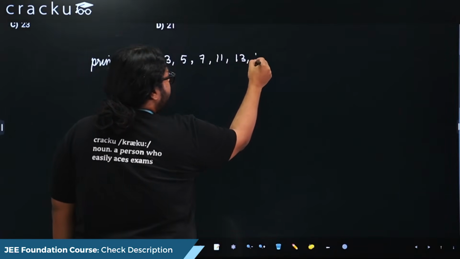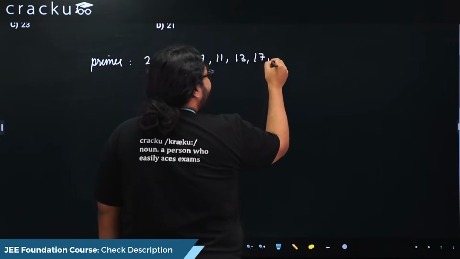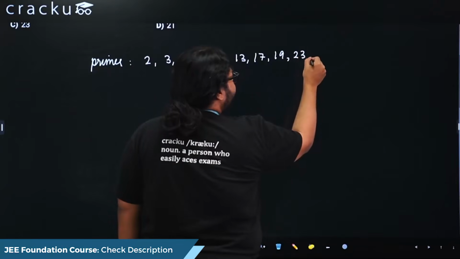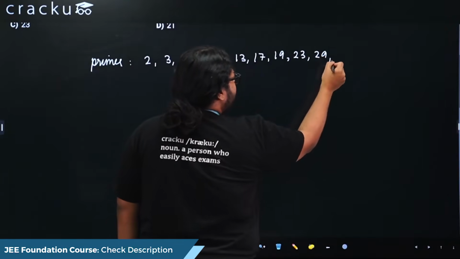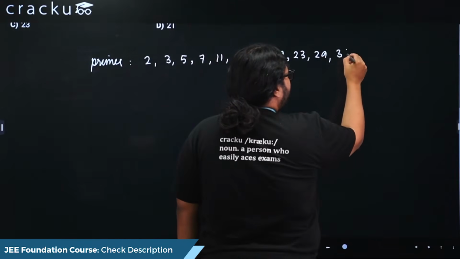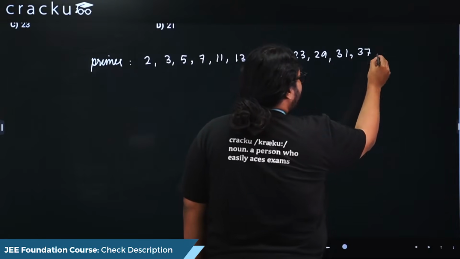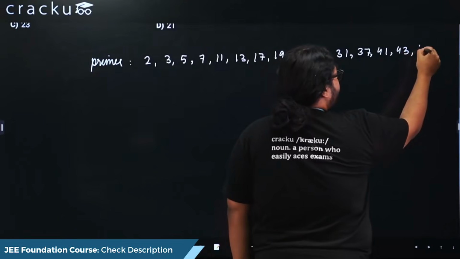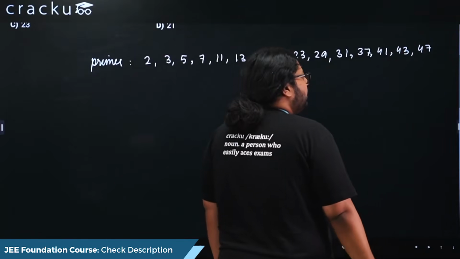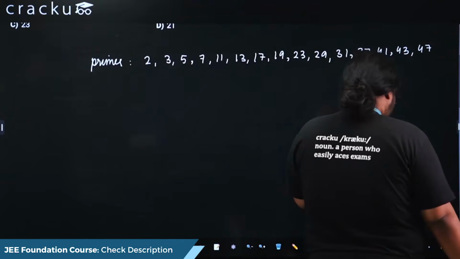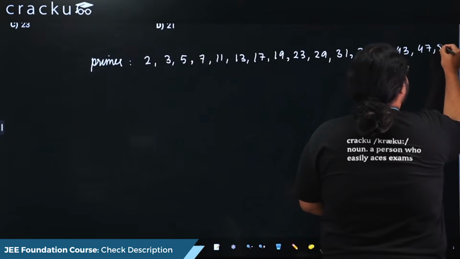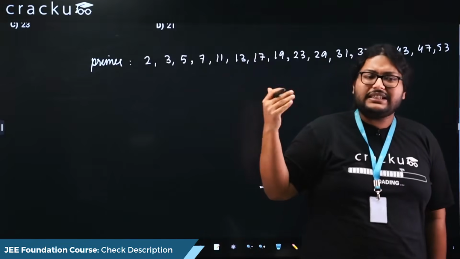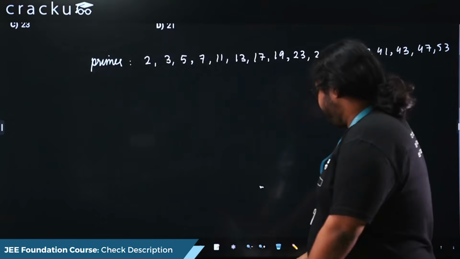13, 17, 19, 23, 29, 31, 37, 41, 43, 47, 53. I think these should be enough. We'll just compute the series up to this and then see if we can find a square number.